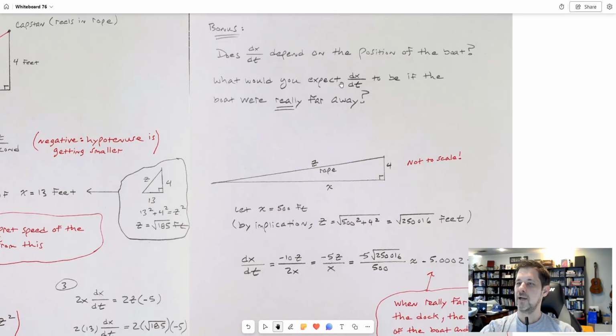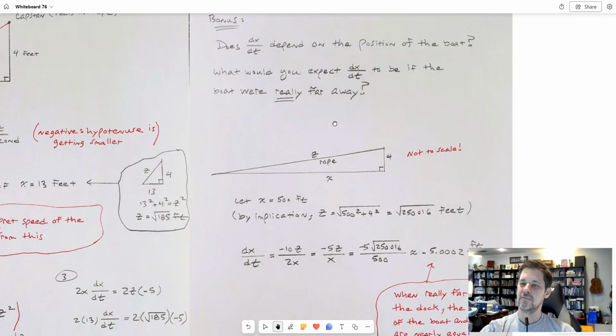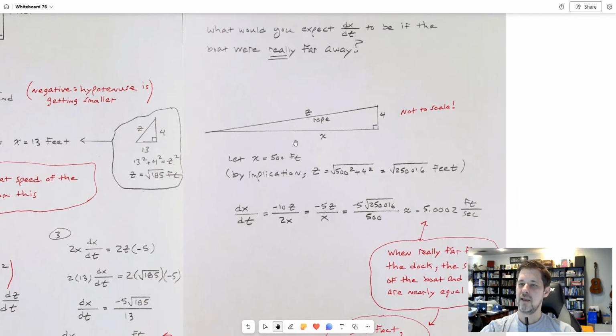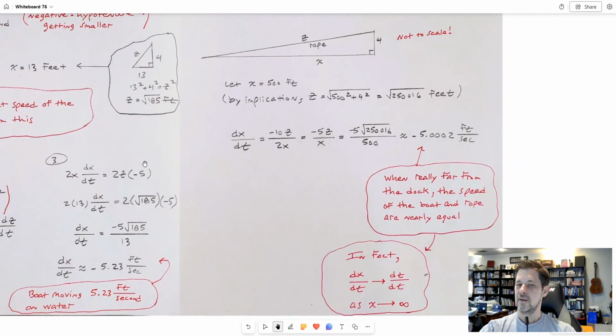As far as what I would expect it to be if the boat was really far, think of it like this. This is not to scale, but it's exaggerated. The further away the boat is, the more parallel x and z are. And here's my own instinct, maybe yours too: the more parallel these are, the more their speeds are going to match each other. Let's say the boat was 500 feet away, tethered by a rope and reeled in. I could solve for z. I could take this right here, solve it for dx over dt, and put in the numbers I've got.